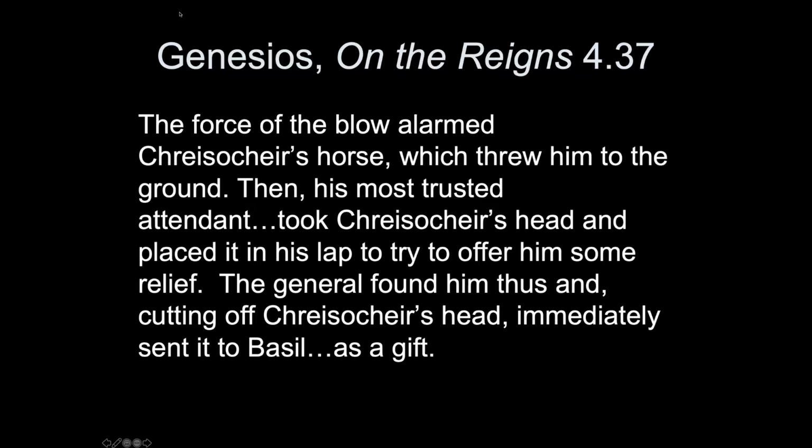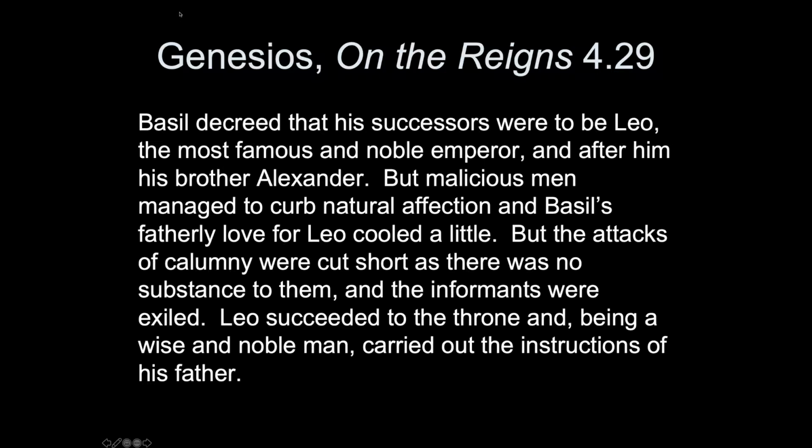The life, though, then moves on to a larger summary of Basil's other virtues, and some of these Genesius has to manufacture. So, for example, Genesius tells us that Basil decreed that his successors were to be Leo, a man who was ultimately known to history as Leo the Wise, the most famous and noble emperor, and after him his brother Alexander. But malicious men managed to curb natural affection, and Basil's fatherly love for Leo cooled a little. But the attacks were cut short, as there was no substance to them, and the informants were exiled. And Leo succeeded to the throne, and being a wise and noble man, he carried out the instructions of his father. So the story, according to Genesios, is really, if you don't know the actual reality, it's kind of strange.